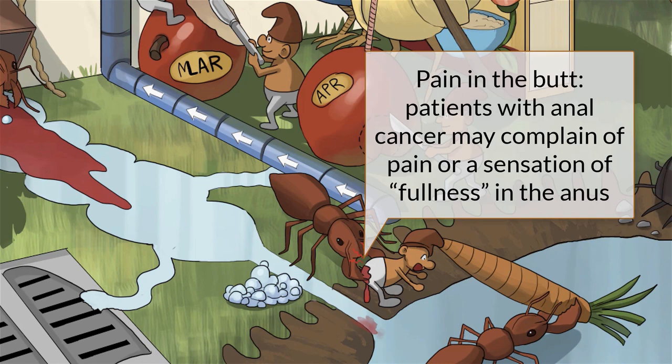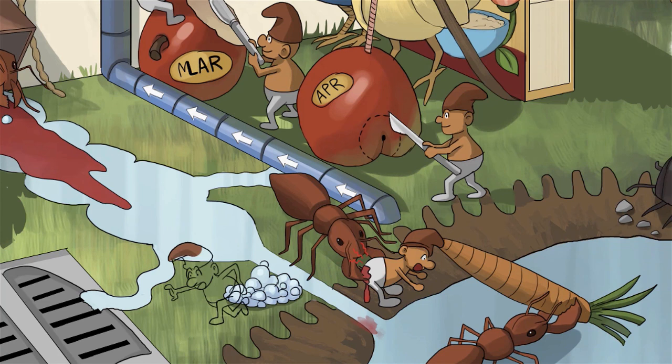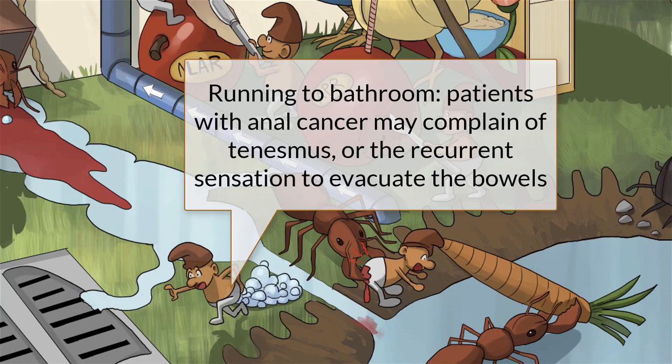They may also complain of a sensation of fullness or pain in the anal rectal region, as well as tenesmus, which is a feeling of always needing to have a bowel movement. Sort of like urinary frequency and urgency, but for your anus.